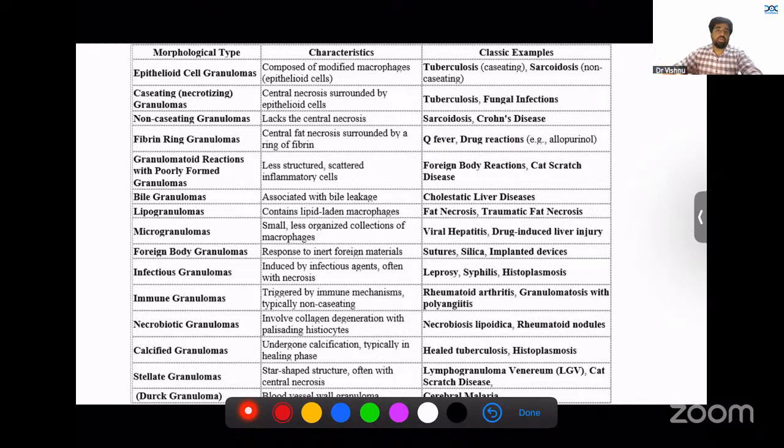Epithelioid cell granulomas, where the macrophages are modified into these epithelial-like cells, are usually seen in TB and sarcoidosis. They are quite non-specific. Caseating or necrotizing, where the central area of that particular granuloma will be completely necrotized, is seen in TB and fungal infections. Non-caseating, remember, can be seen in TB. It's not like they cannot be seen, but they're more typical for sarcoidosis and Crohn's.